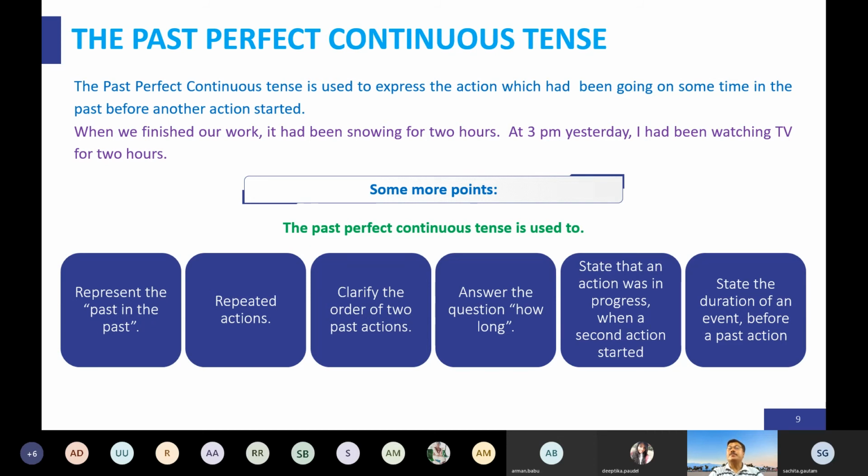So we saw all four aspects of past tense. So can you revise simple past tense? What verb do we use in simple past tense? Anybody please tell me. Simple past tense. Verb pattern of simple past tense. Diptika, you tell me, what is the verb pattern of simple past tense?